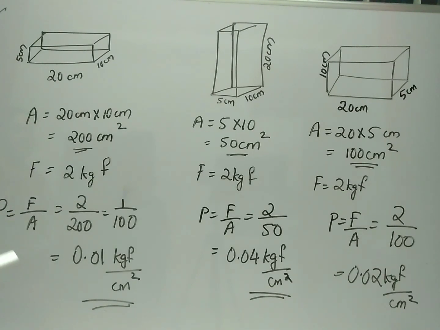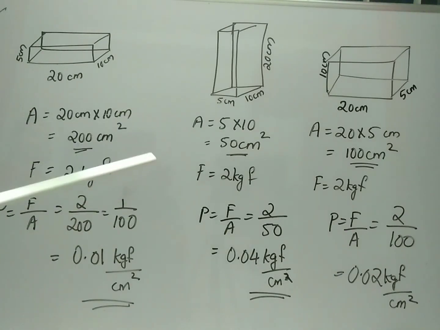Force is given 2 kgf. Pressure is equal to force by area, 2 by 200. Cancelling we will get 1 by 100. Find the answer in decimal: 0.01 kilogram force per centimeter square. We can write kgf per centimeter square, or kgf into centimeter raised to minus 2, since when division is converted to multiplication the power becomes raised to minus 2.